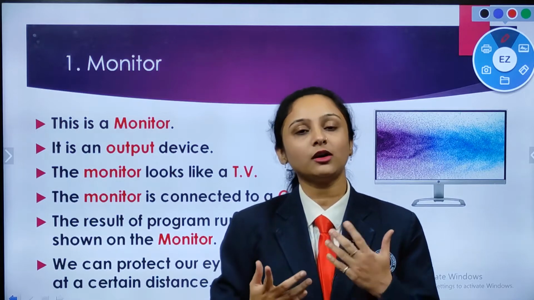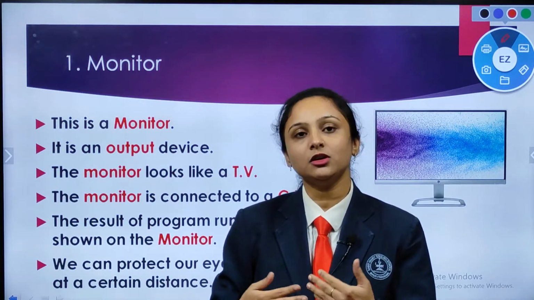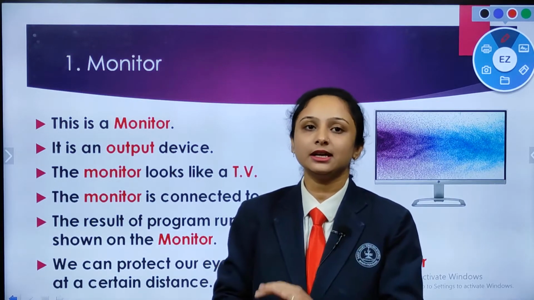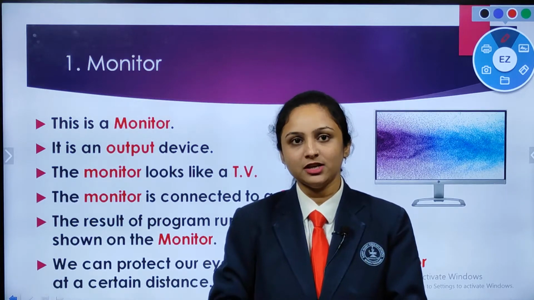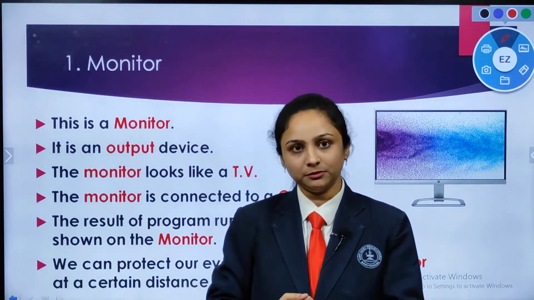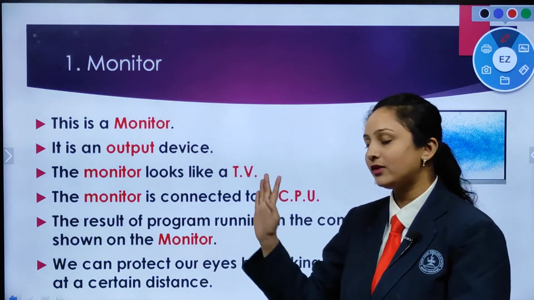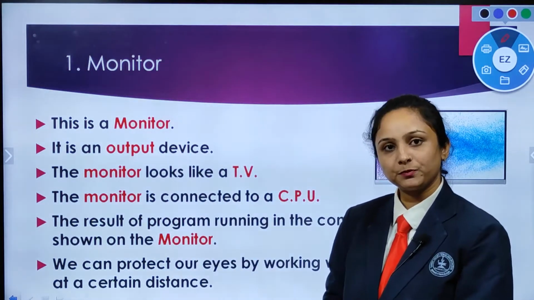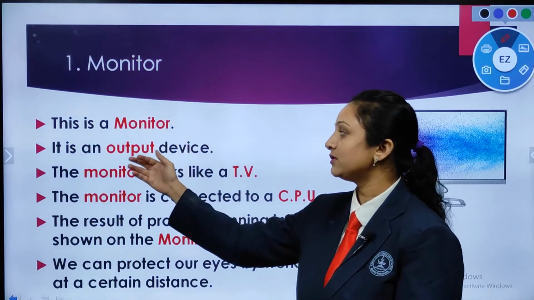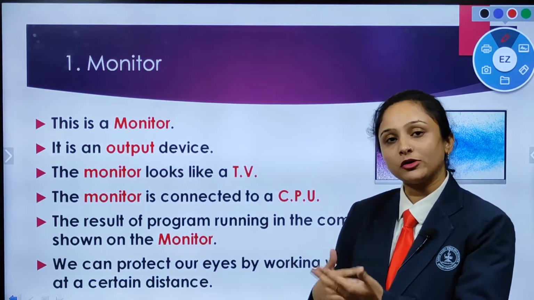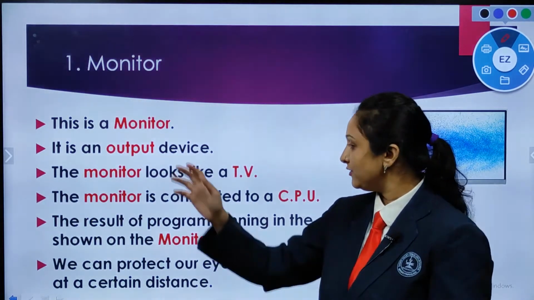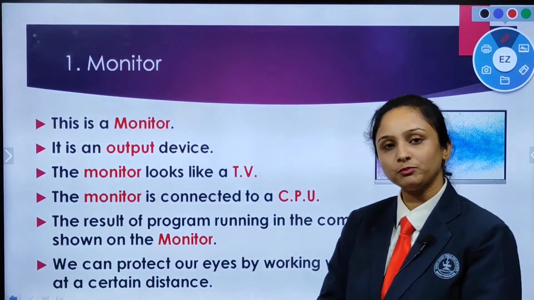Okay, so whenever you are going to work with the computer, you should maintain a certain distance. Okay, children. So a question can come: write 4 points on monitor. Then these are the points you can write, any 4 from this. This is a monitor, it is an output device, about its appearance. Any 4 points you can write from this.